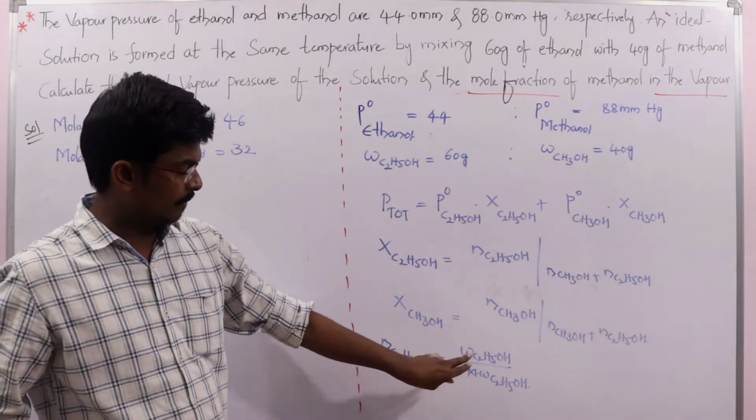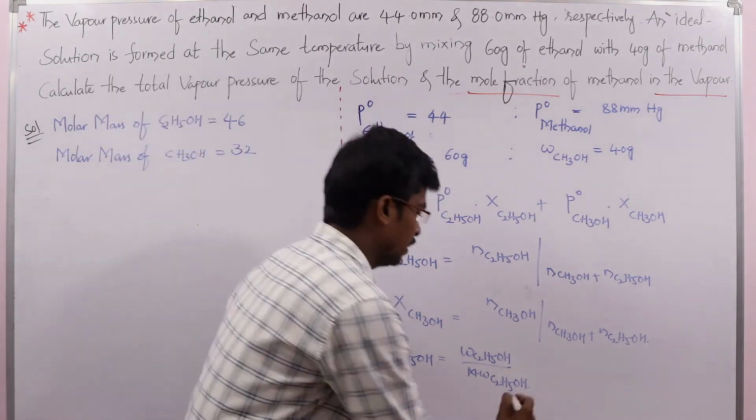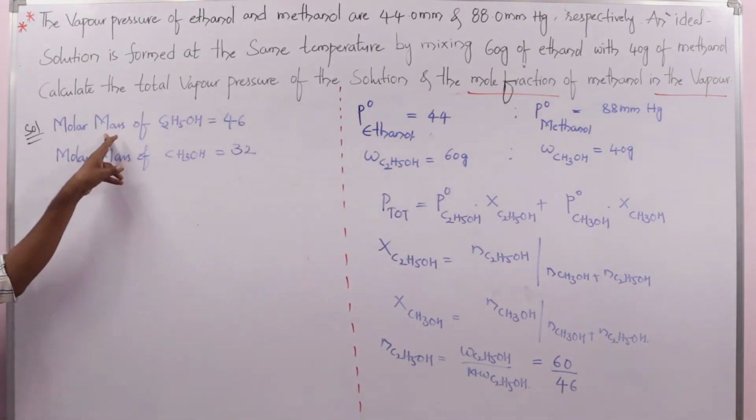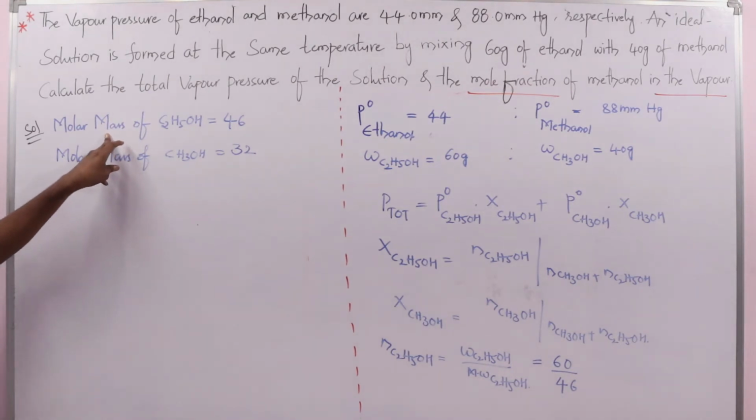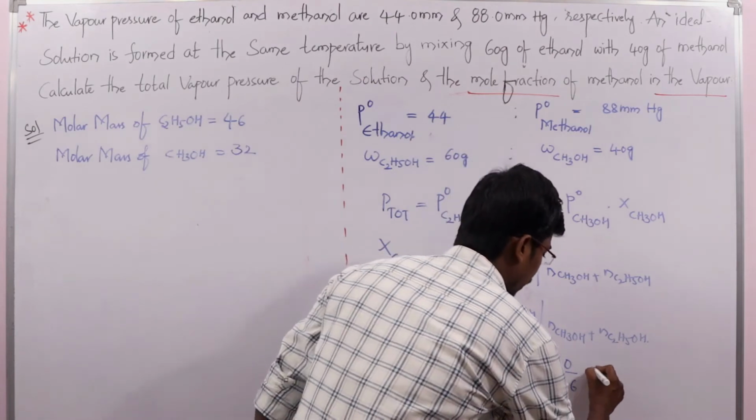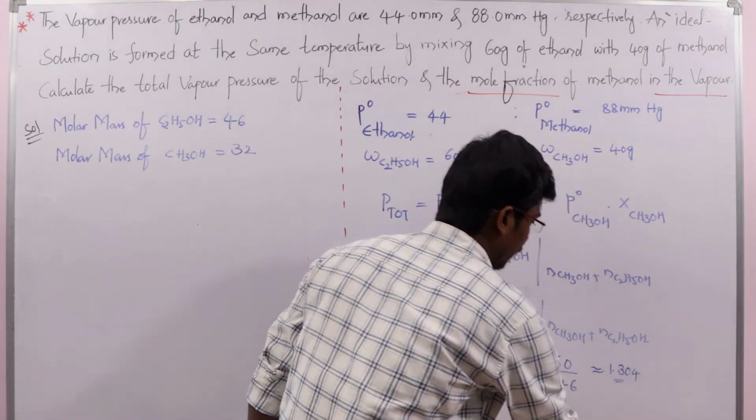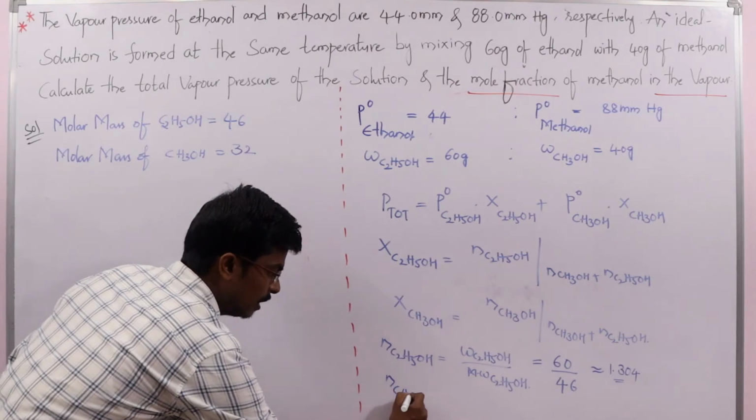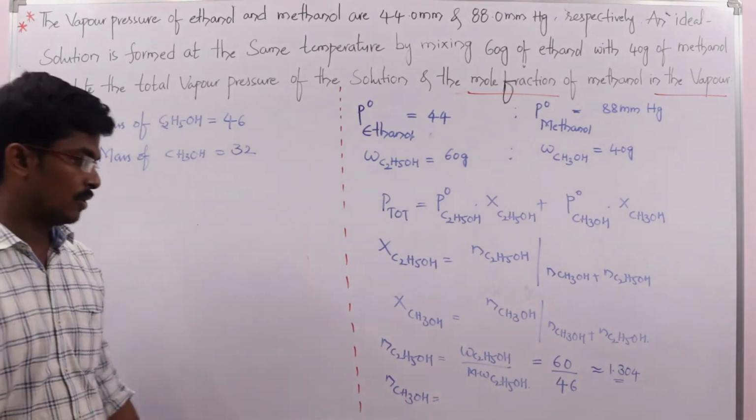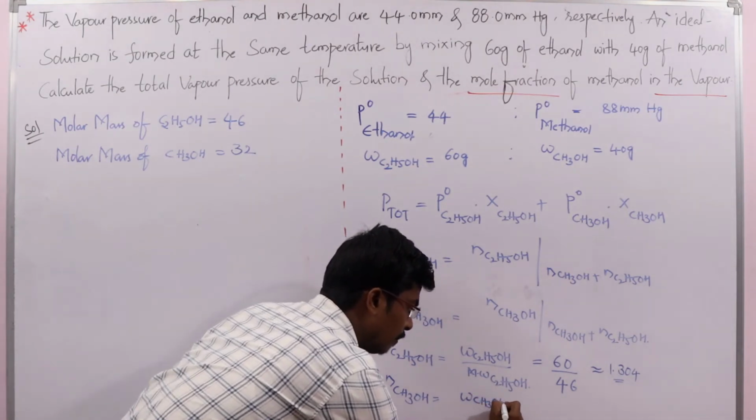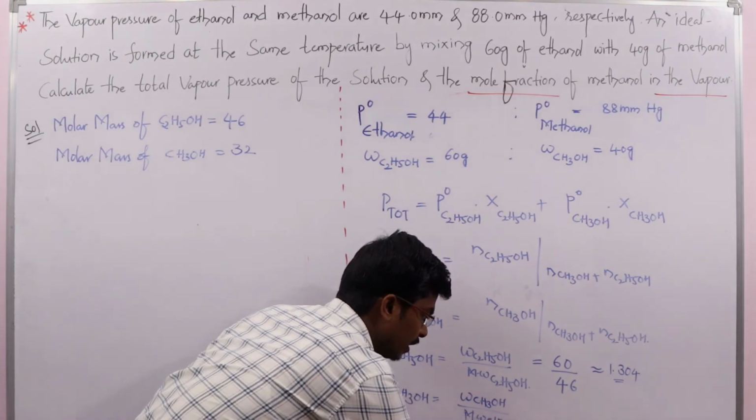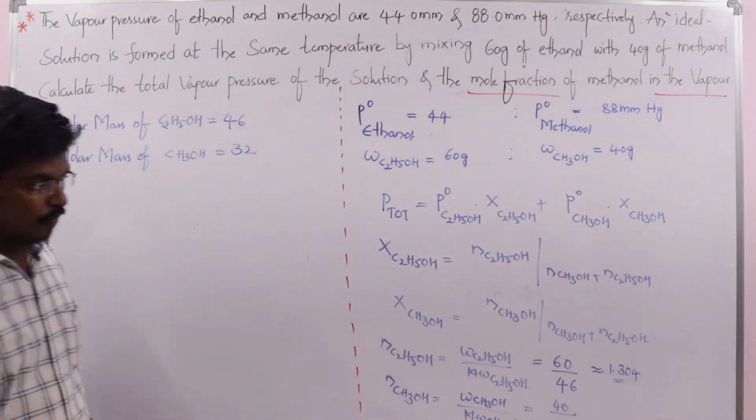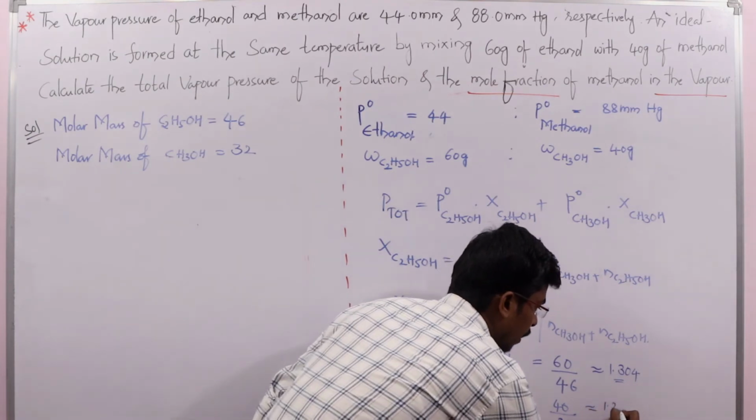Okay, so what is the weight of C2H5OH? The weight we are given is 60. So 60 by 46, since the molar mass of ethyl alcohol is 46. How much do you get? Approximately 1.3. Here I am giving the simplification directly, just take that. At the same time, what is the number of moles of methanol? NCH3OH is equal to weight of CH3OH by molecular weight of CH3OH. The weight I am given is 40 and the molar mass of methanol is 32. 40 by 32 gives 1.25.